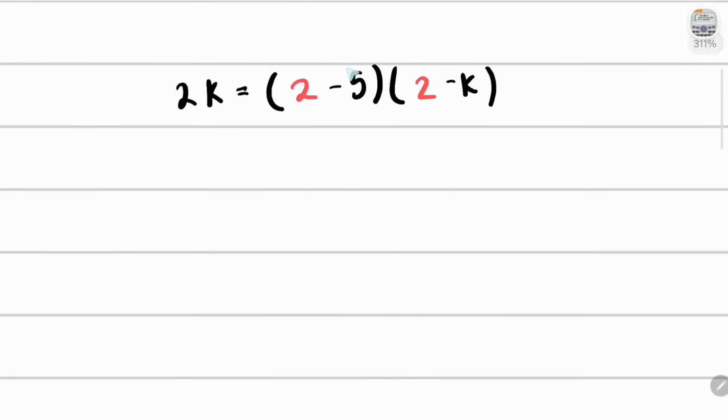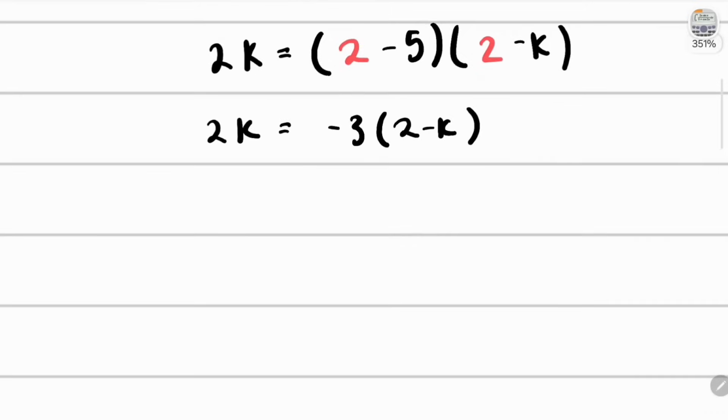So 2k equals, and 2 minus 5 is negative 3, so we have -3 multiplied by (2 - k), which we can distribute. You can either choose to distribute by foiling it out, or you could divide both sides by this 2. Either way, it will still work out fine. So let's just distribute: 2k = -6 + 3k.